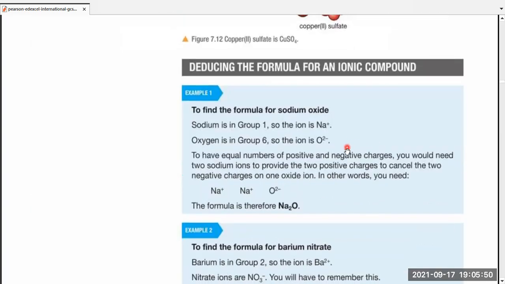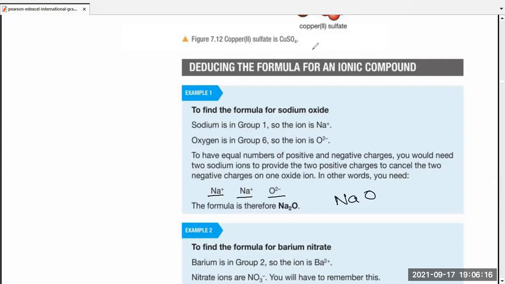Deriving the formula for an ionic compound. Let's start with the example of sodium oxide. Sodium has the +1 charge and oxygen has -2 charge. To have equal numbers of positive and negative charges, we need to take 2 sodium ions. So it's pretty simple: we take 2 sodium ions and 1 oxide ion, and the formula is Na2O.